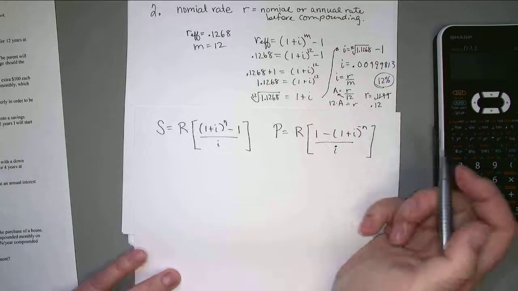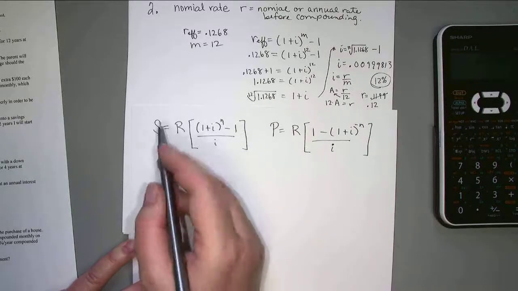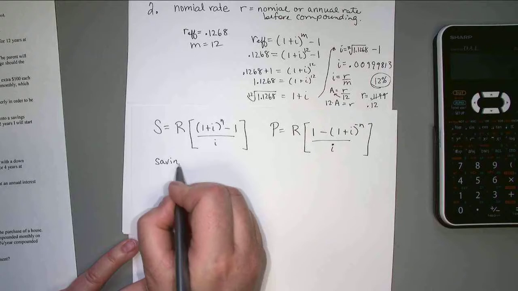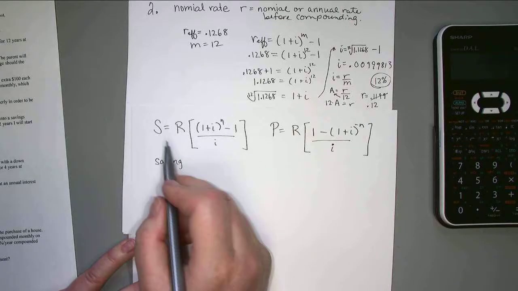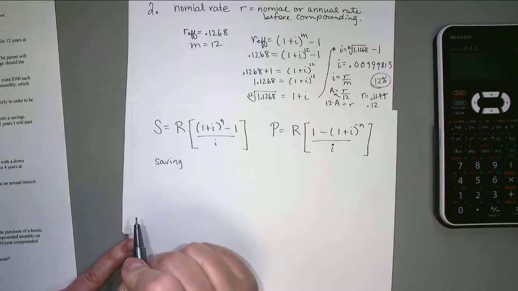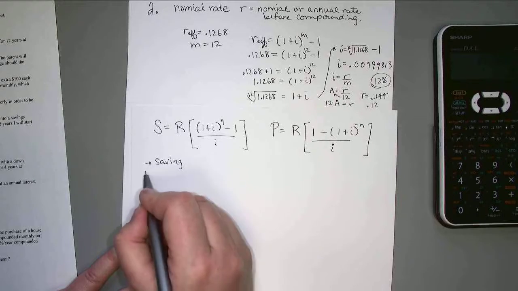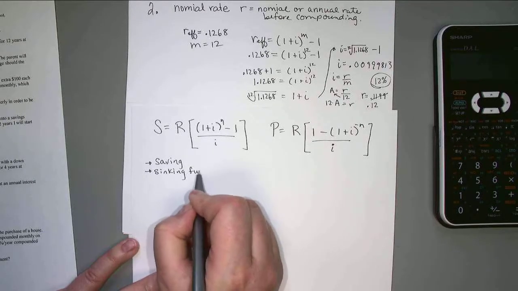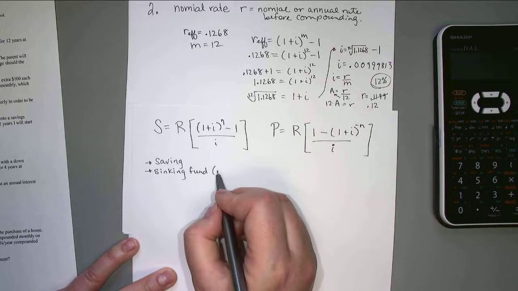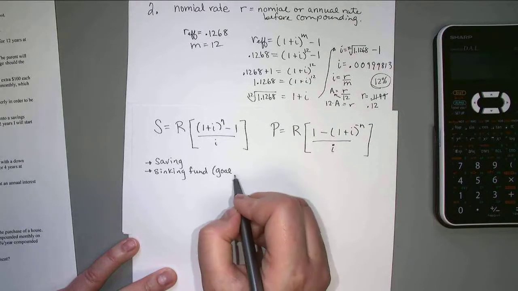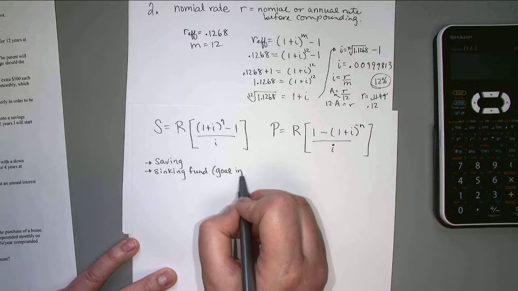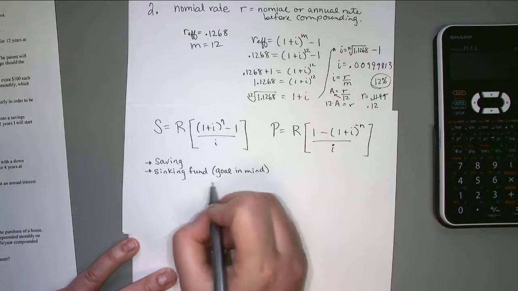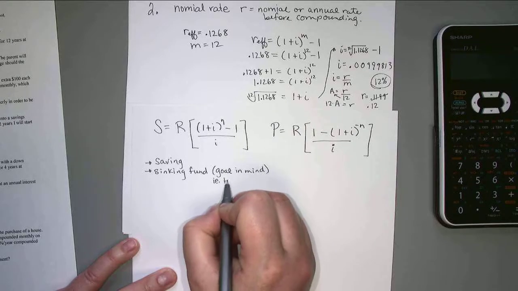Okay, so this S, we're going to say it stands for saving. It doesn't, but if you're saving, you're going to use this formula. So that's an easy way to remember. So if you're saving money, we're going to use this. It actually stands for sinking fund. Well, a sinking fund is when you have a goal in mind. So you're saving towards a certain amount. Say tuition or a down payment for a house.